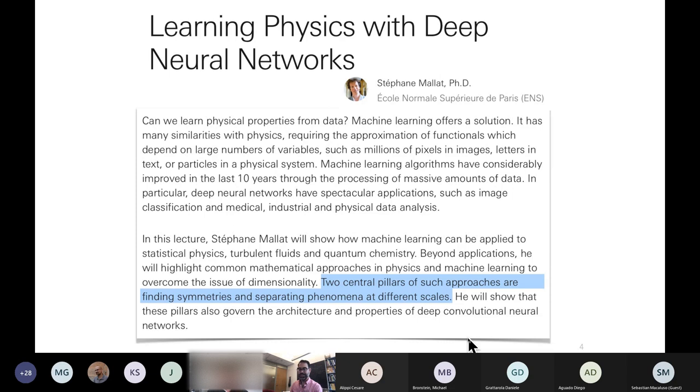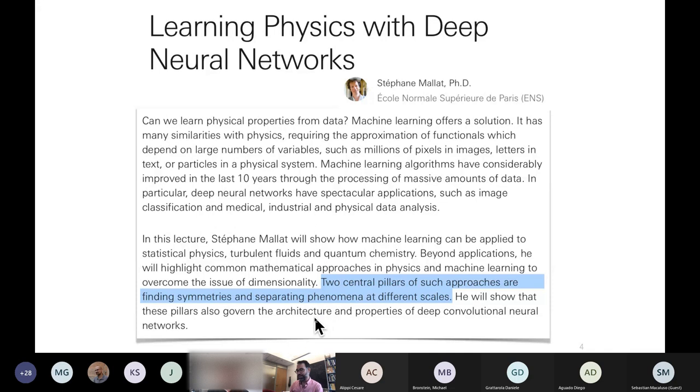He's trying to make this connection between what physicists have done to be so successful and how you see that being mirrored when you look at machine learning research. Two of the pillars that he identifies are symmetries in the data and separating phenomena that are happening at different scales.